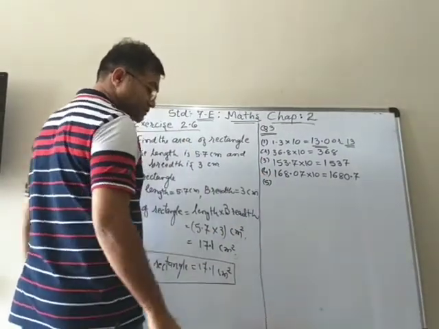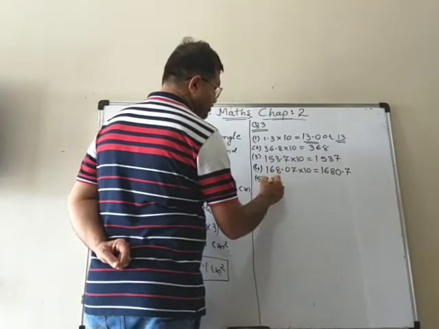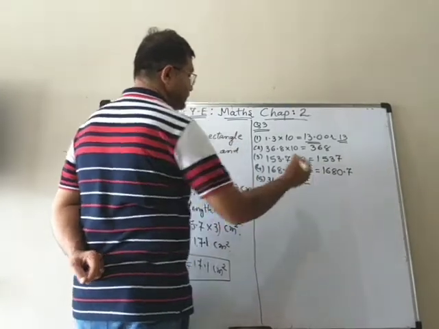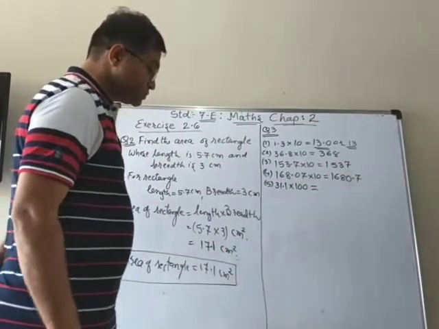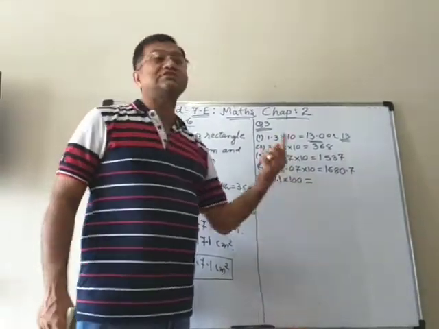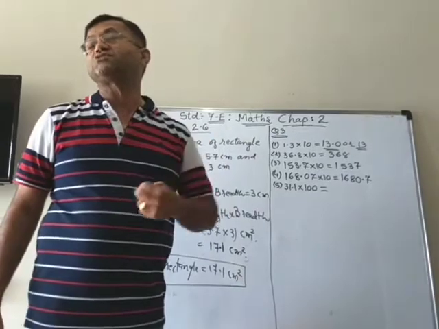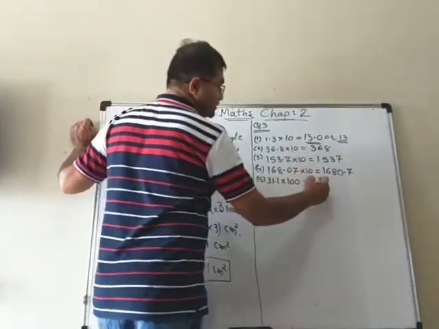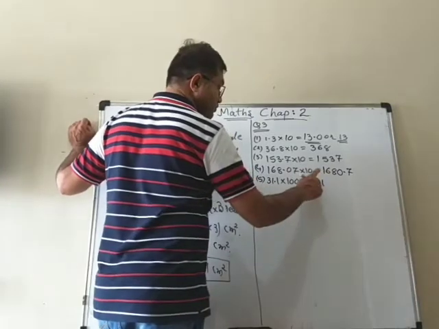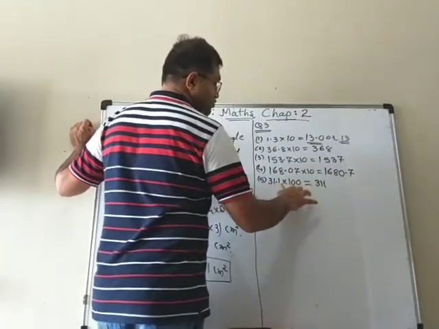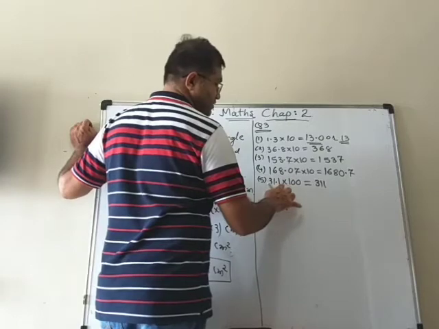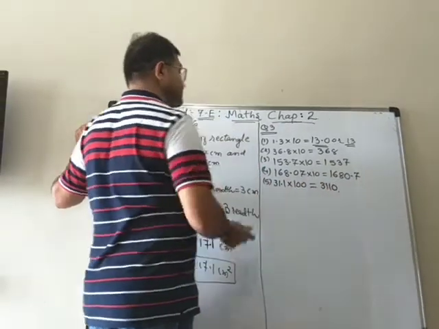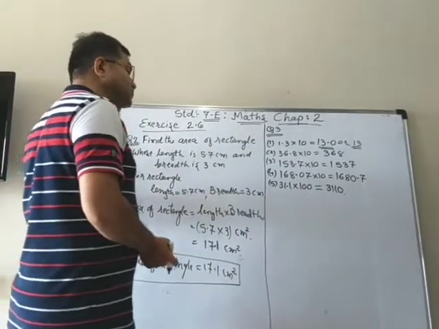Now the fifth one. 31.1 multiply by 100. Now you have to move two places to the right side. But here we have only one place. 311. But we have to move another one place because two zeros here. But we have only one digit. So we have to put 0 behind it. So answer will be 3110.